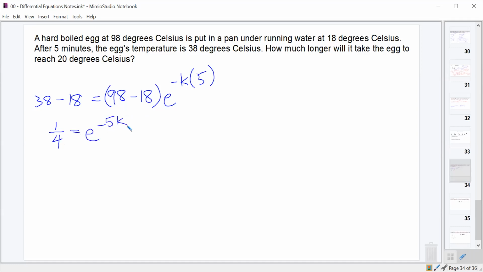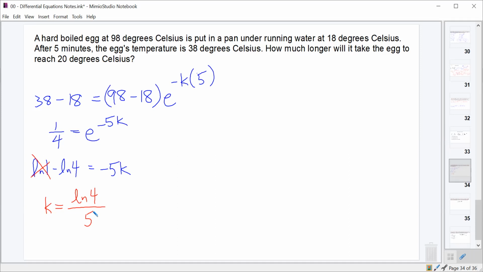And when we take the natural log, we can do the same thing as before. Natural log of 1/4 is natural log of 1 minus natural log of 4. Or effectively, it's just negative natural log 4. So the value of k here for us is natural log of 4 divided by 5 when we cancel out those negative signs. And so the question then asks, how much longer is it going to take the egg to reach 20 degrees Celsius? Well, when we did the problem about the wasp, we wanted to know the total time, but now we just want to know how much longer.